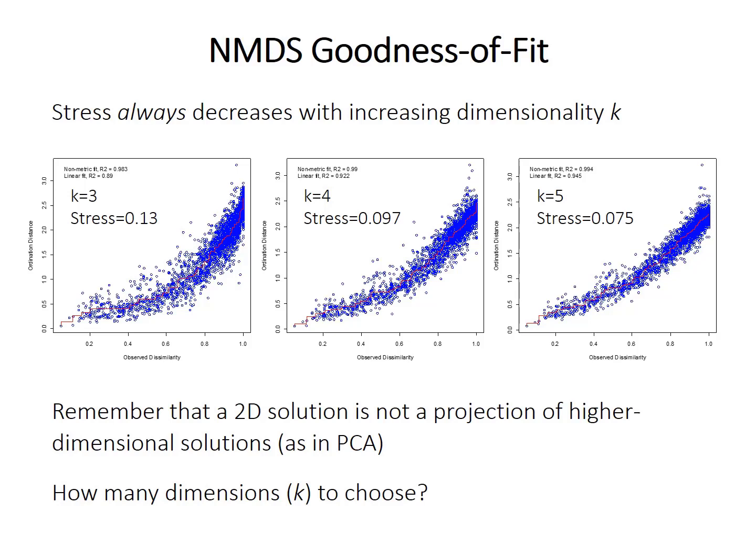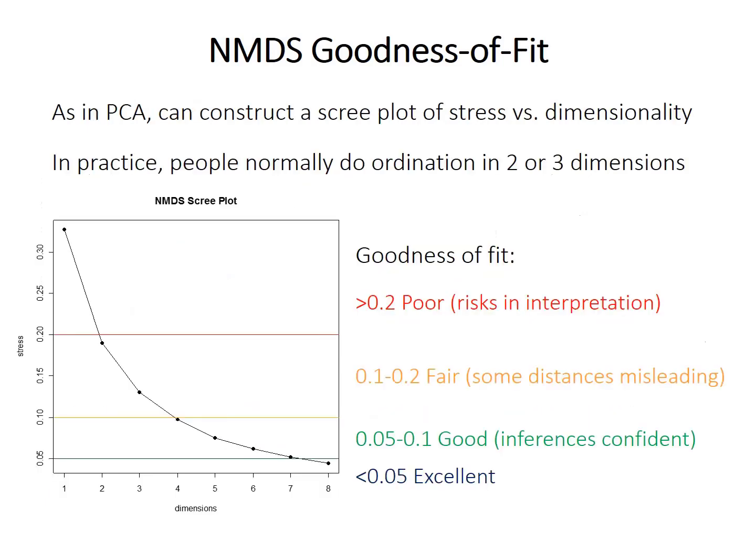And remember that the 2-dimensional solution is not going to be a projection of the arrangement of points you might get with higher dimensions. So you can't just say, I'll do it in 5 dimensions and just look at axis 1 and 2, because as we'll see, the axes don't actually mean anything, and that is not the same as if you did it just in 2 dimensions. So given that, how many dimensions do you choose? How do you know what to do?